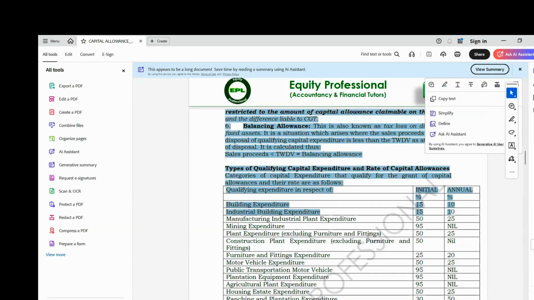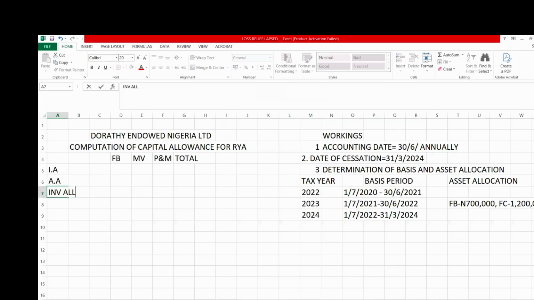So you now go to your solution. Then you are going to state out those rates for each of the assets. So we have a factory building. Initial allowance 15%, annual allowance 10%. So you state them out. Initial allowance 15%, annual allowance 10%. So this rate will be given to you by the examiner.